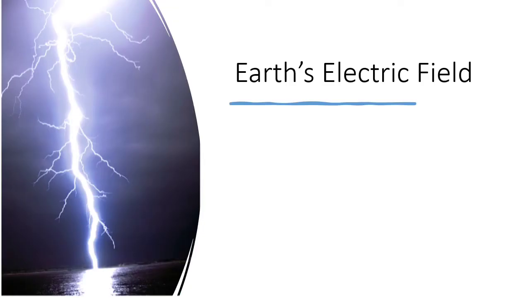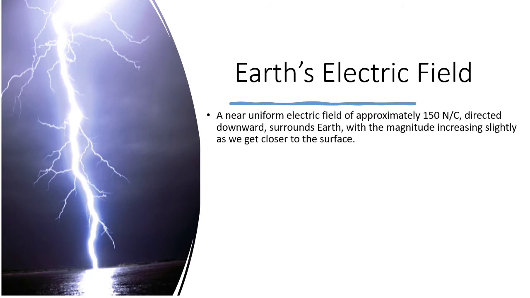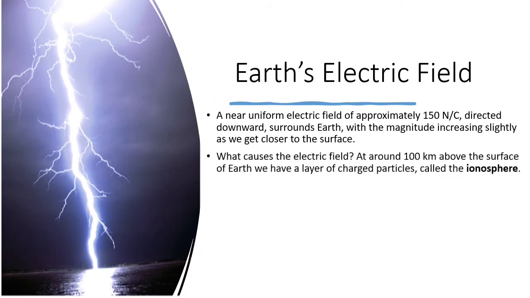Let's take a look at this in nature. Earth's electric field. A near uniform electric field of approximately 150 newtons per coulomb, directed downward, surrounds Earth, with the magnitude increasing slightly as we get closer to the surface. What causes the electric field?